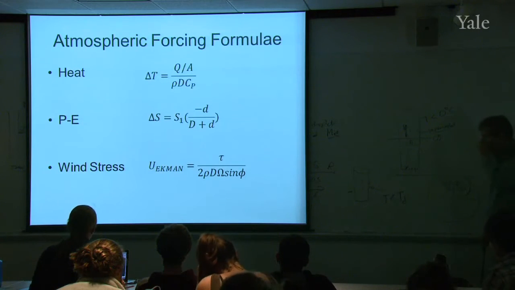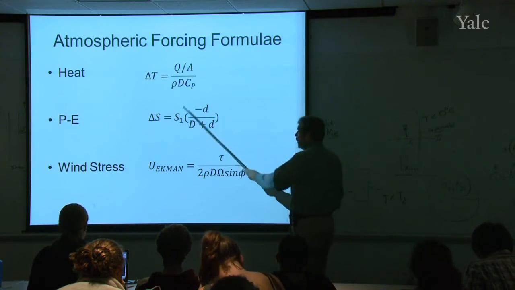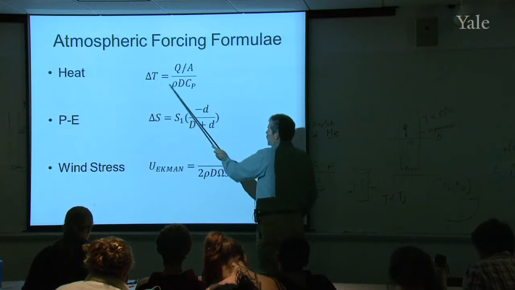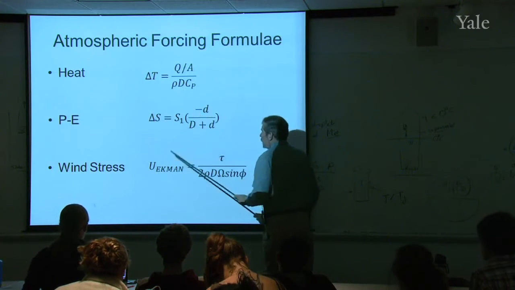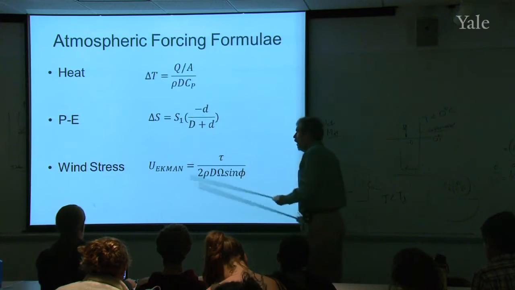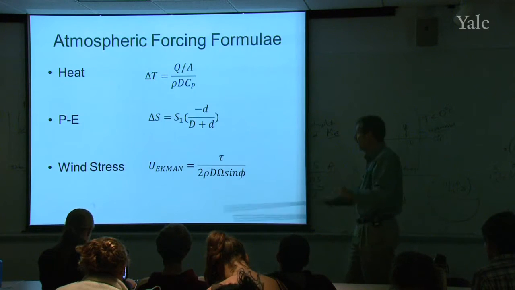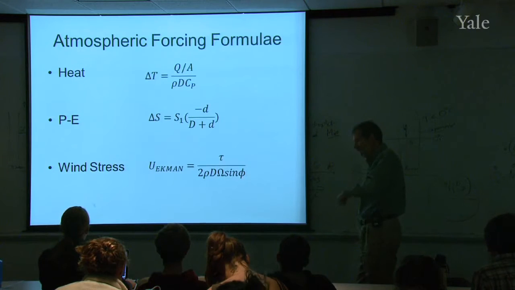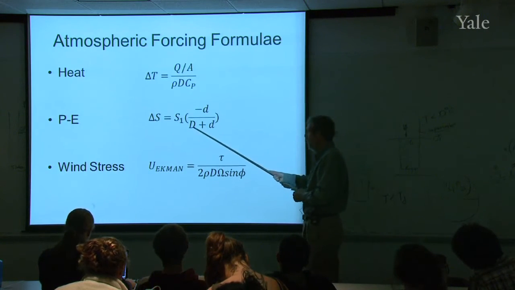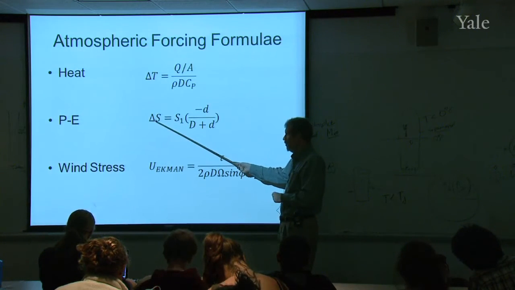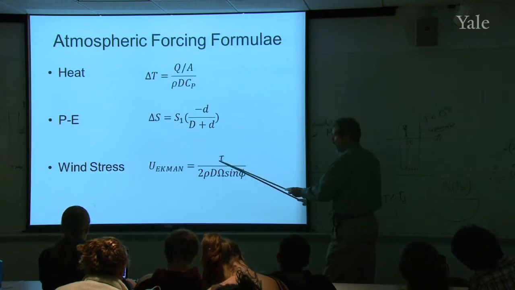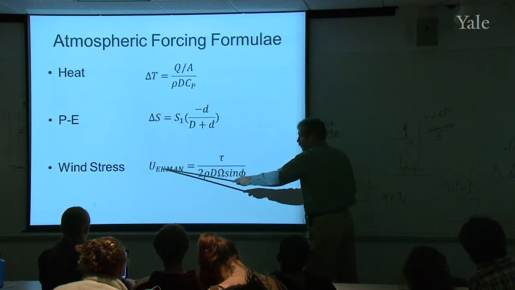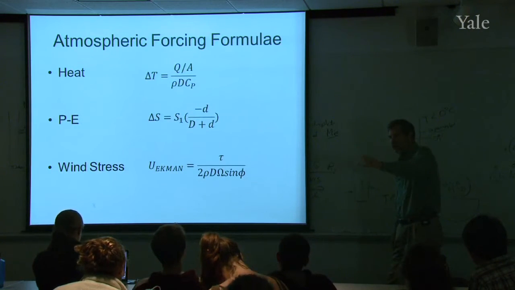These are the formulas that I derived last time. If you add an amount of heat per unit area, Q over A, you can compute how the temperature of some depth D will change. If you add a layer of fresh water to the ocean of thickness little d, and then you mix that in to some layer of depth D, there's how the salinity will change. If you put a wind stress tau on the ocean, and that is mixed down to depth D, that's what the speed will be of that Ekman flow that goes off at right angles.